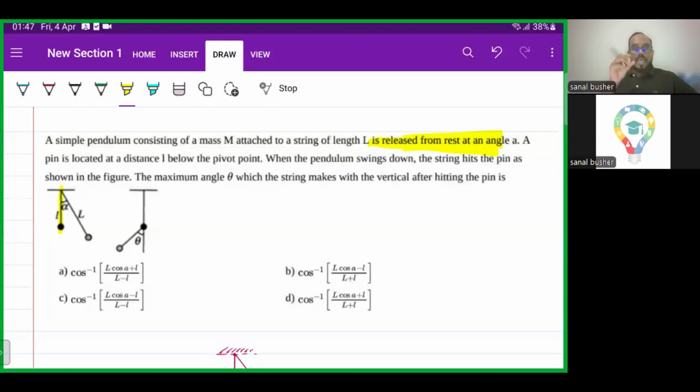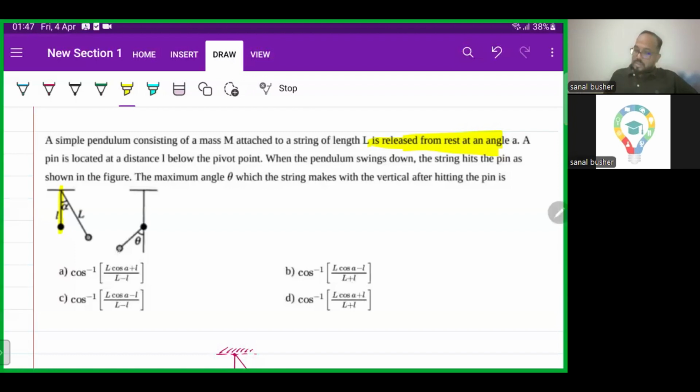The maximum angle theta, which the string makes with the vertical. Okay, so after that, what is the maximum angle it can swing? That is the question. In this, the concept is it is released from rest. When it is released from rest, it means the kinetic energy is zero. So kinetic energy is zero means what? The potential energy, that same potential energy it will have when it reaches the other end, right?